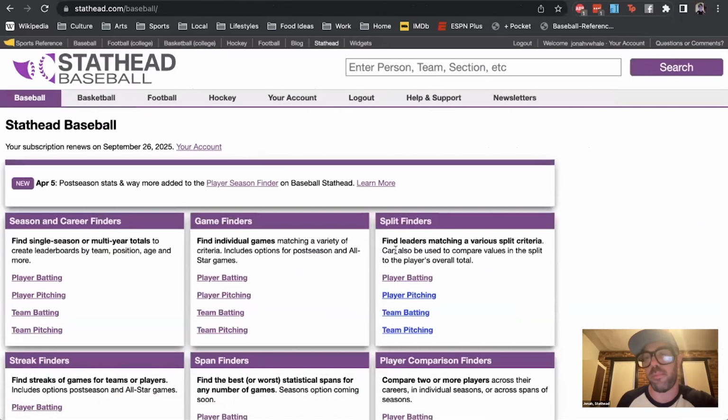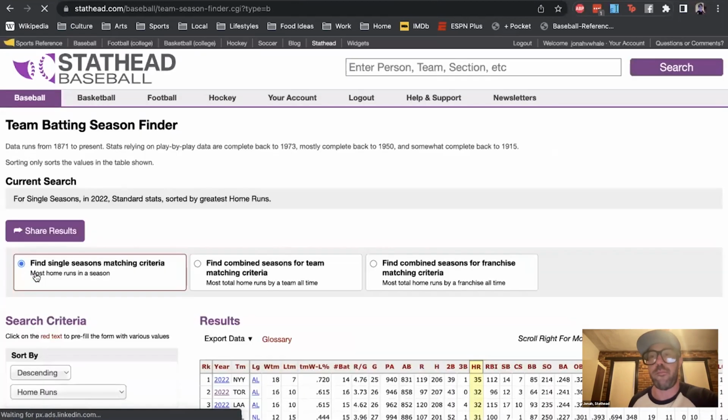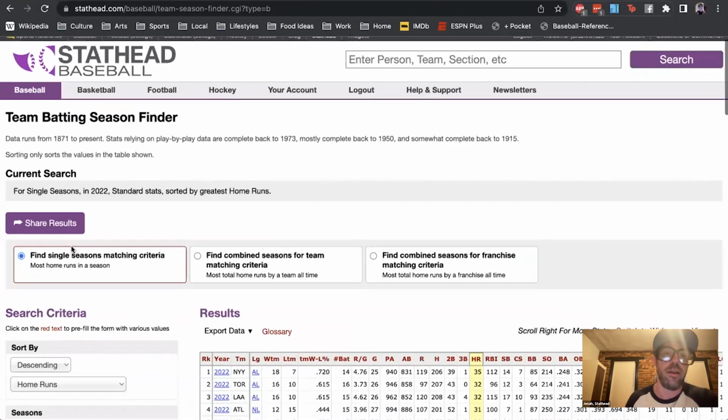And so in addition to the players part of the Season Finder, we have a team part. And we got a question from Daniel, who wanted to know what are some indicators that a team will exceed, or maybe fall short of, their expectations.